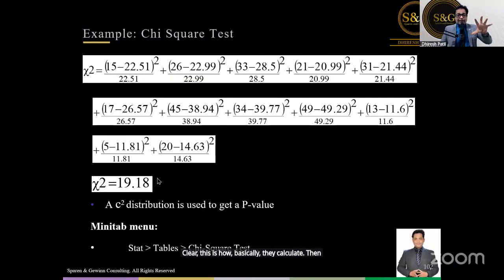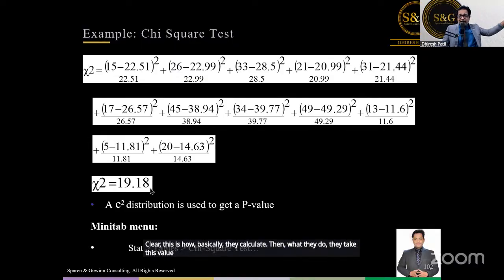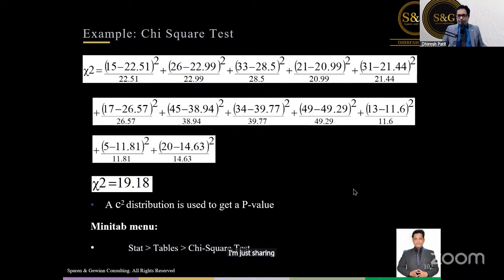Then what they do, they take this value, go to the chi-square distribution table, and from there they calculate the p-value. Okay, that's a back-end operation that happens. Let's do one thing. I'm sharing the file with you. Just open this file. We will do this with the help of Minitab software. Just open this file quickly.